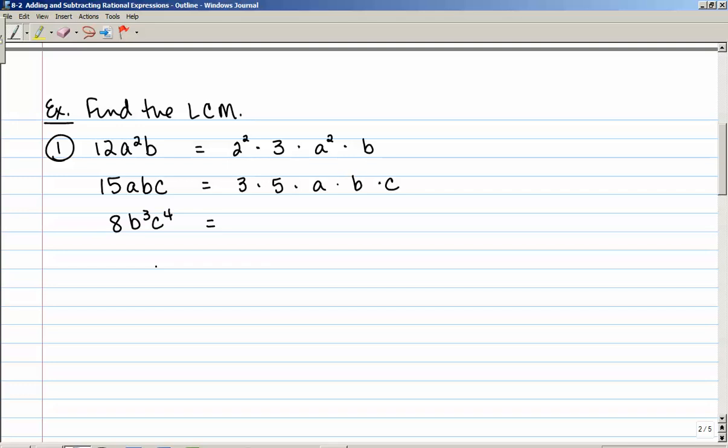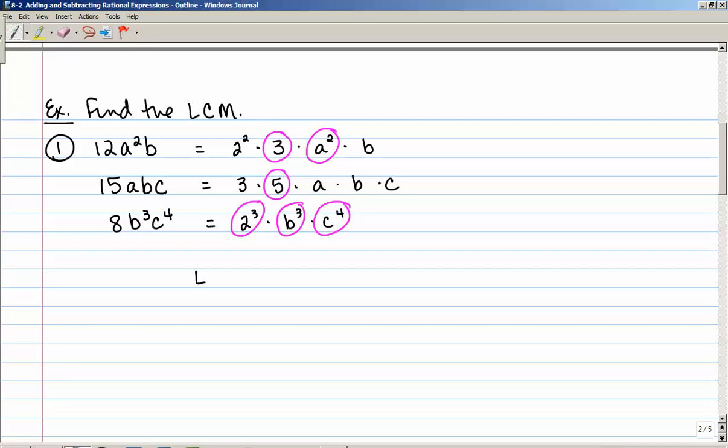And 8 is 4 times 2, and 4 is 2 times 2, so that's 2 cubed times b cubed times c to the fourth. Now notice I have 6 distinct factors. I have 2's, 3's, 5's, a's, b's, and c's. And I want to keep the biggest one of each of those. So I have a 2 squared and a 2 cubed, so I want to keep the 2 cubed. Both of the 3's are just 3 to the 1, so I'll just keep one of them. I only have 1 5. My highest exponent of a is a squared. My highest exponent of b is b cubed. And my biggest exponent of c is c to the fourth.